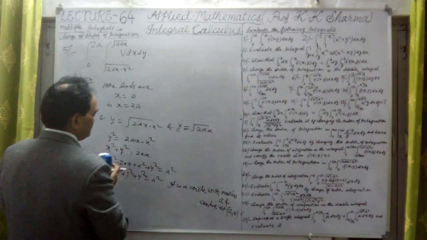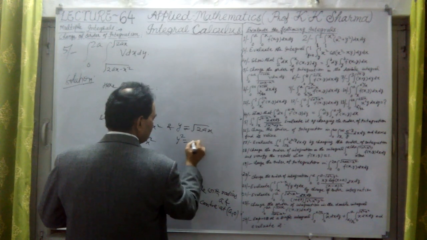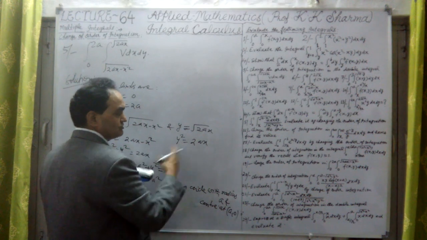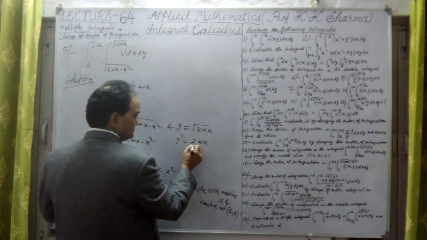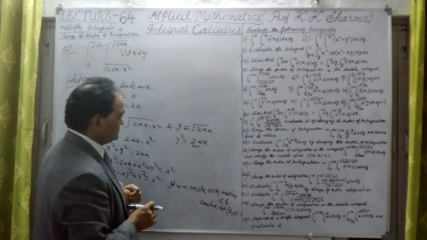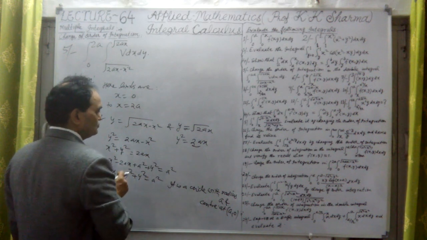What is the other thing? The second one they show: y square equal to twice a x. This is a parabola, y square equal to twice a x. The first equation is the circle, and this is the parabola here.